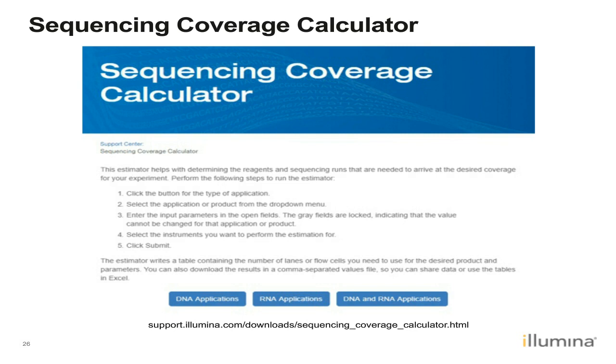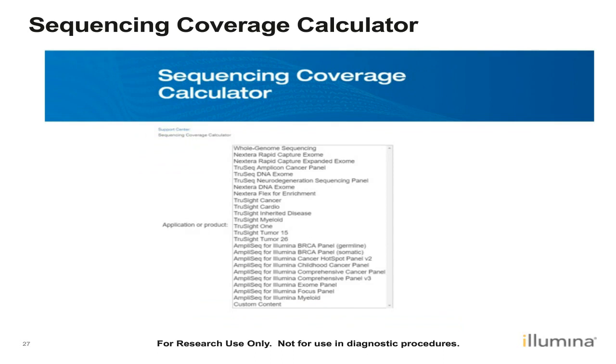For this, let's say we're planning to do whole genome sequencing. So I will go ahead and select DNA applications. Then the tool will bring us to this next page. We will select our application from the drop-down menu. I'm selecting whole genome sequencing at the top. The drop-down also lists targeted panels as well as custom options.